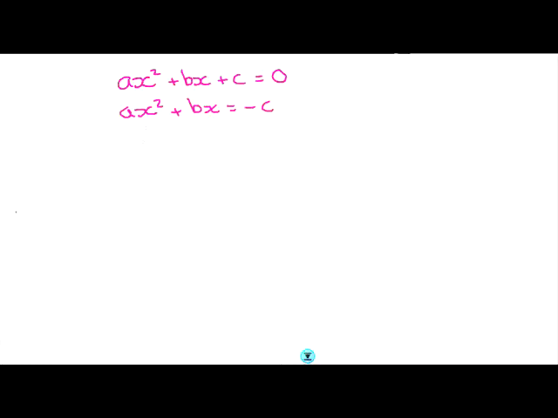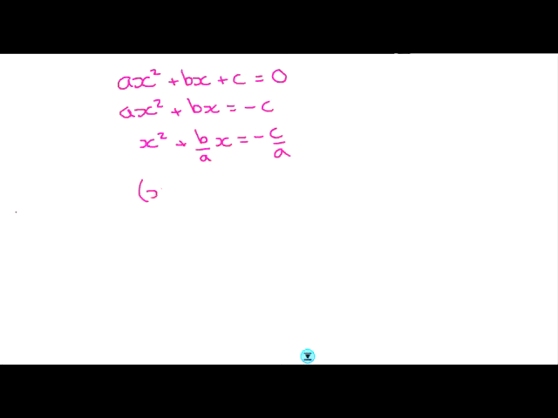So we're going to complete the square on here. Now when there is a coefficient, it's easier to just divide by this like we did in the previous video. So it'd be x squared plus b divided by a x equals minus c over a. Now we're ready to complete the square once we've removed the coefficient.